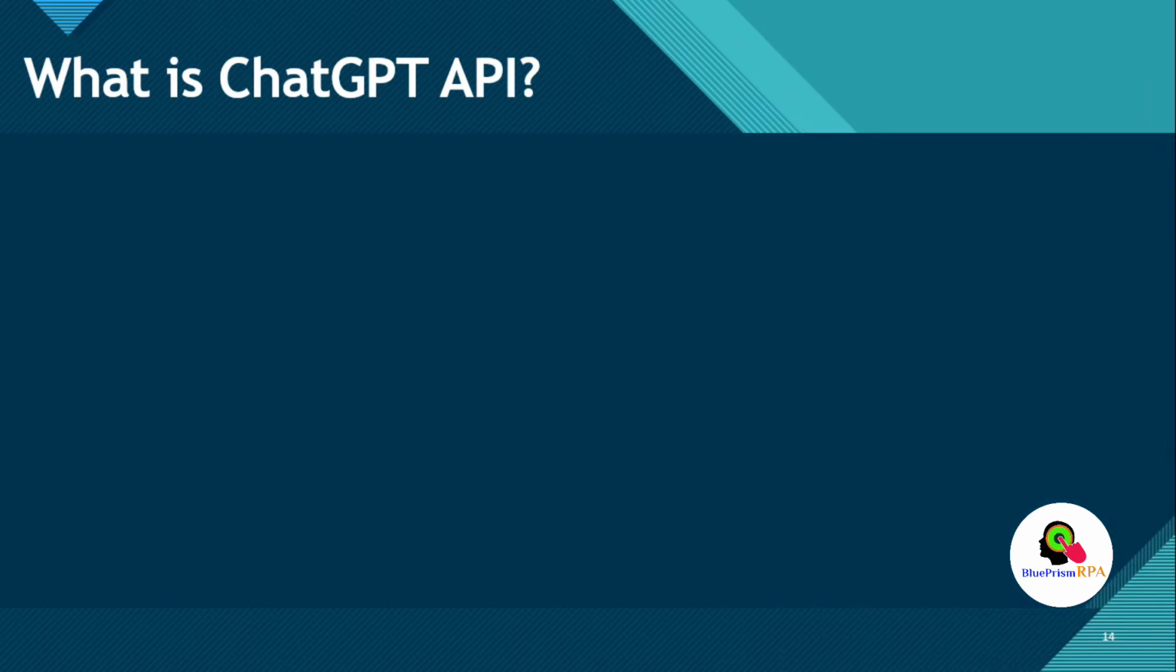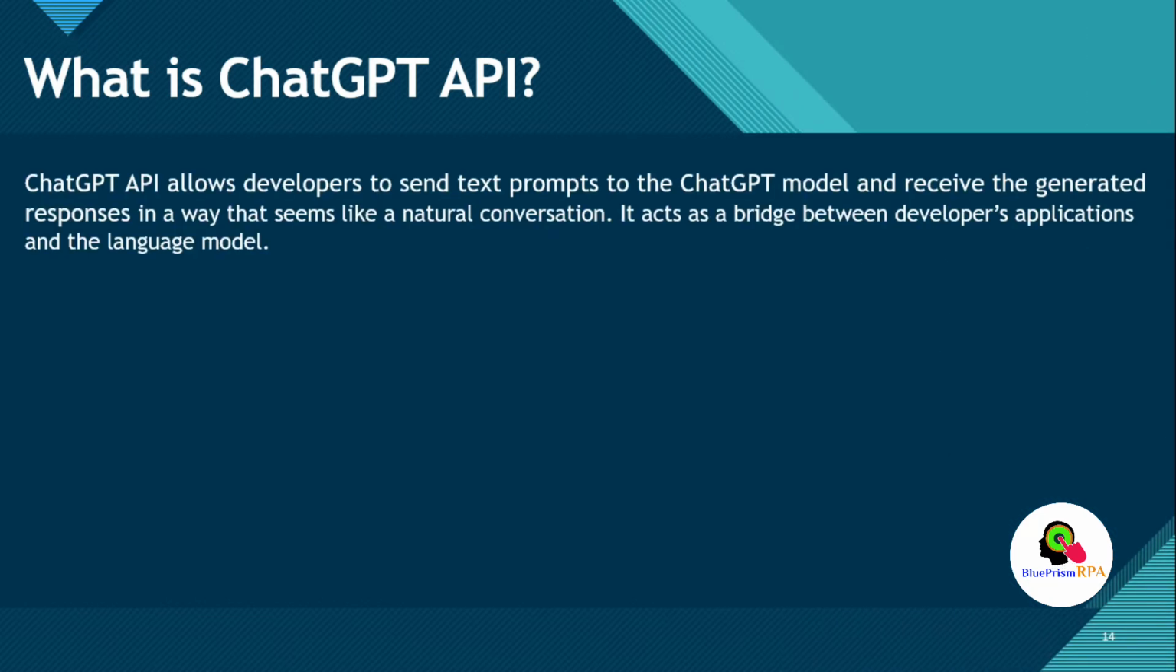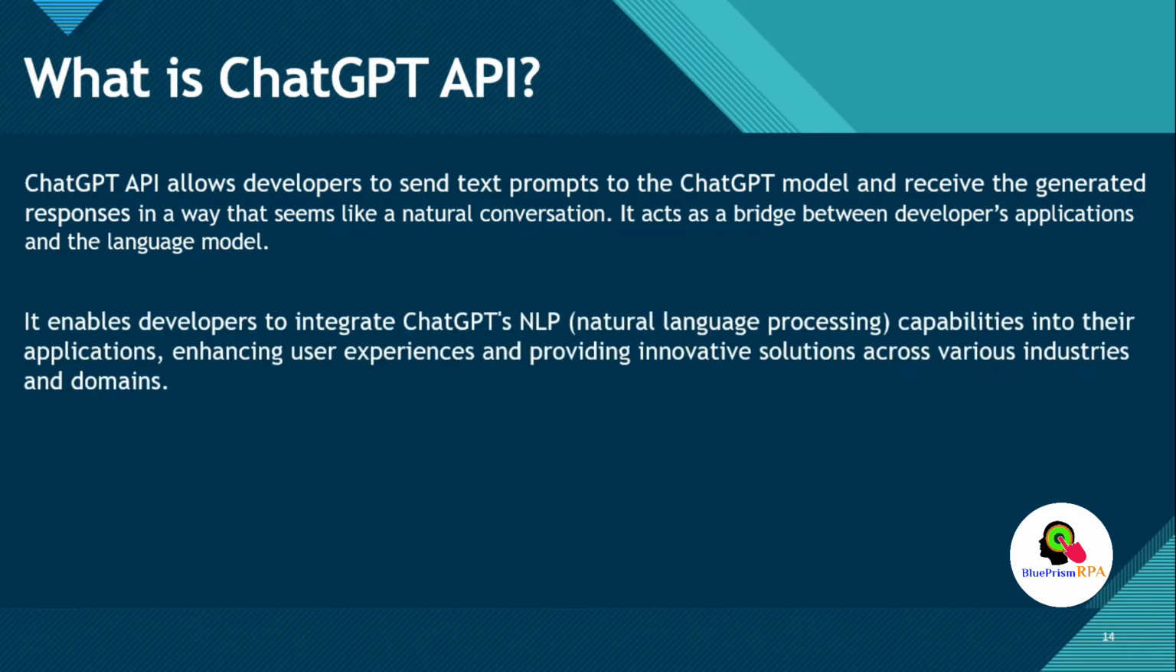What is ChatGPT API? ChatGPT API allows developers to send text prompts to the ChatGPT model and receive the generated responses in a way that seems like a natural conversation. It acts as a bridge between developers' applications and the language model. It enables developers to integrate ChatGPT's NLP, natural language processing capabilities, into their applications, enhancing user experiences and providing innovative solutions across various industries and domains. ChatGPT API was introduced by OpenAI on 1st of March 2023.